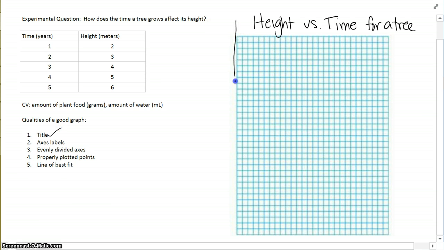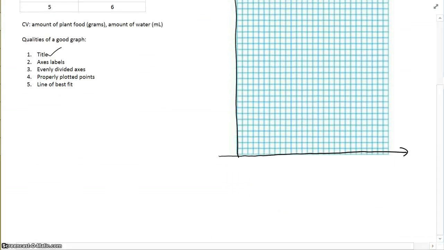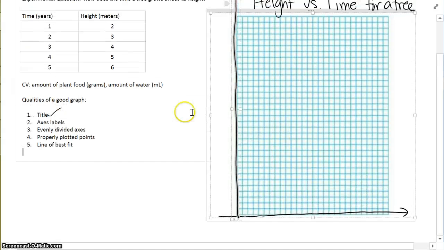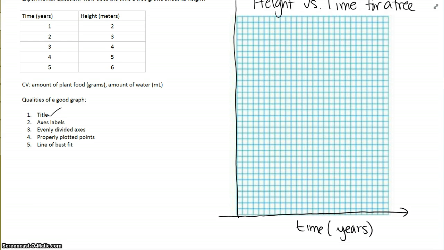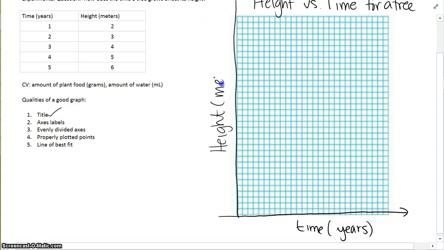So I'm going to draw down all the way over. I'm actually going to scroll down a little bit so we can see that better. There we go. So my independent axis is time, so I'm going to label it time in years. And my dependent axis is height, measured in meters. Then I've done step 2, evenly divided axes.